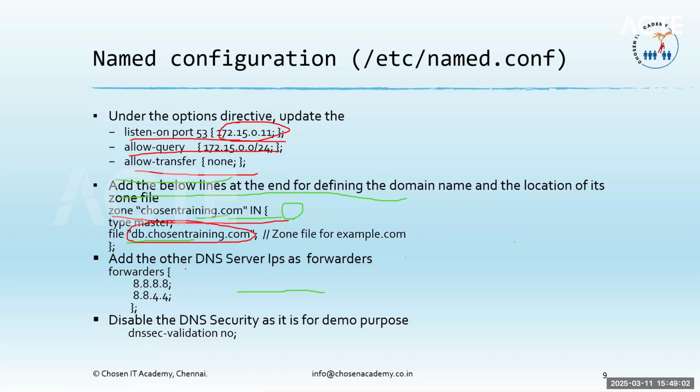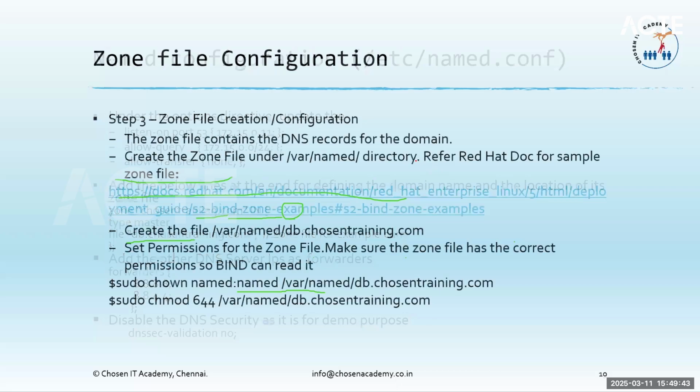After that, we have to tell the DNS server the IP addresses of the forwarders. If the DNS server doesn't have the records that the system is looking for, it will go to the Google DNS servers I have given, 8.8.8.8 and 8.8.4.4. So in case the DNS server is not able to get the required data, it will take the help of the Google DNS servers mentioned here. And DNS security, I have set to no. So these are the configurations we have to make in named.conf.